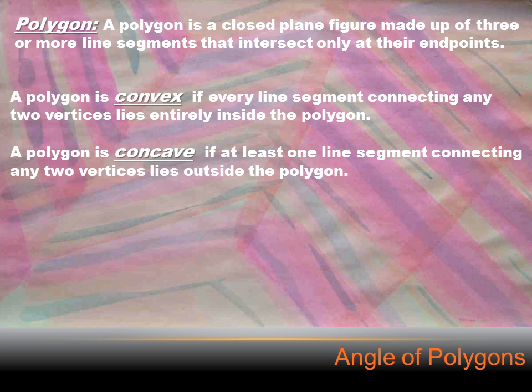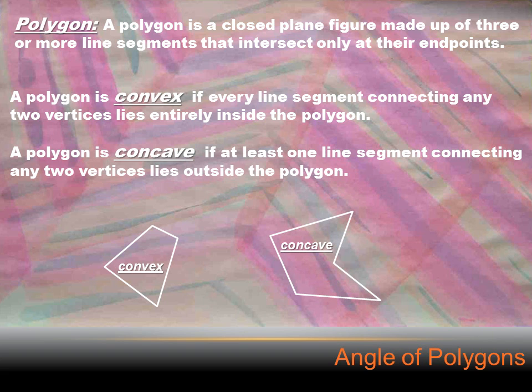Now there's two kinds of polygons. We can talk about a convex polygon or a concave polygon. A polygon is convex if every line segment connecting any two vertices lies entirely inside the polygon. And a polygon is concave if at least one line segment connecting any two vertices lies outside the polygon. What that means is that if I draw a line between the vertices in a convex polygon, that line is going to be entirely inside the polygon. However, on a concave polygon, there's going to be at least one line I could draw between vertices that is outside the polygon. The way I remember concave and convex is that a cave is like an entryway into the side of a mountain, and concave means there's going to be like an entryway into the shape.